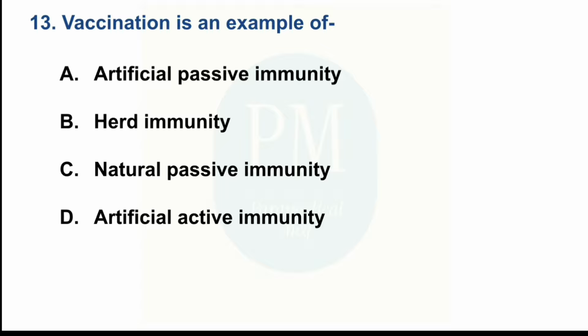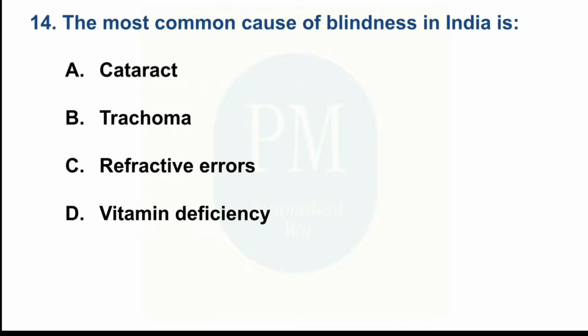Vaccination is an example of option A. Artificial passive immunity. Option B. Herd immunity. Option C. Natural passive immunity. Option D. Artificial active immunity. The correct option is option D. Artificial active immunity.